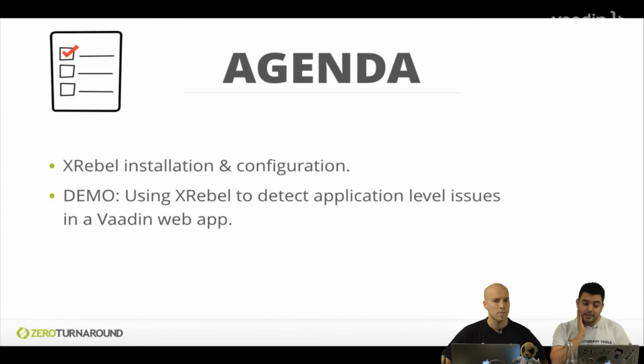Today we're going to look a little bit at the XRebel installation and configuration, how you actually get it running in your environment, and then we're going to be demo heavy. We're going to look at a Vaadin application, real Vaadin applications or demo applications, and find some problems using XRebel. We're going to go into the code, debug the problems, fix them, and then see those changes instantly in XRebel, like it's supposed to be in action. As we make the code changes, we can see them instantly, so there's no reload and no redeploy as well. That's going to be cool.